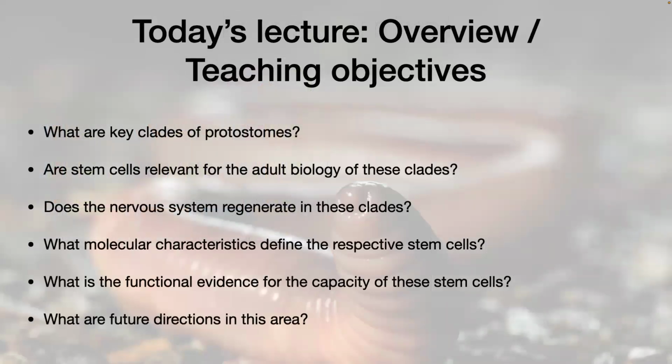So what I would like to cover today in my final lecture is a view on the invertebrate side of things. So I will talk about the protostomes, which is this large group of invertebrates that's separated into more groups. And I will discuss overall the relevance of stem cells in the adult biology of these clades. And you will see that this is quite an important feature of adult biology in protostomes. We then will also interrogate the systems for the question whether or not the nervous system can regenerate, and if we deal with stem cells, what are their molecular characteristics?